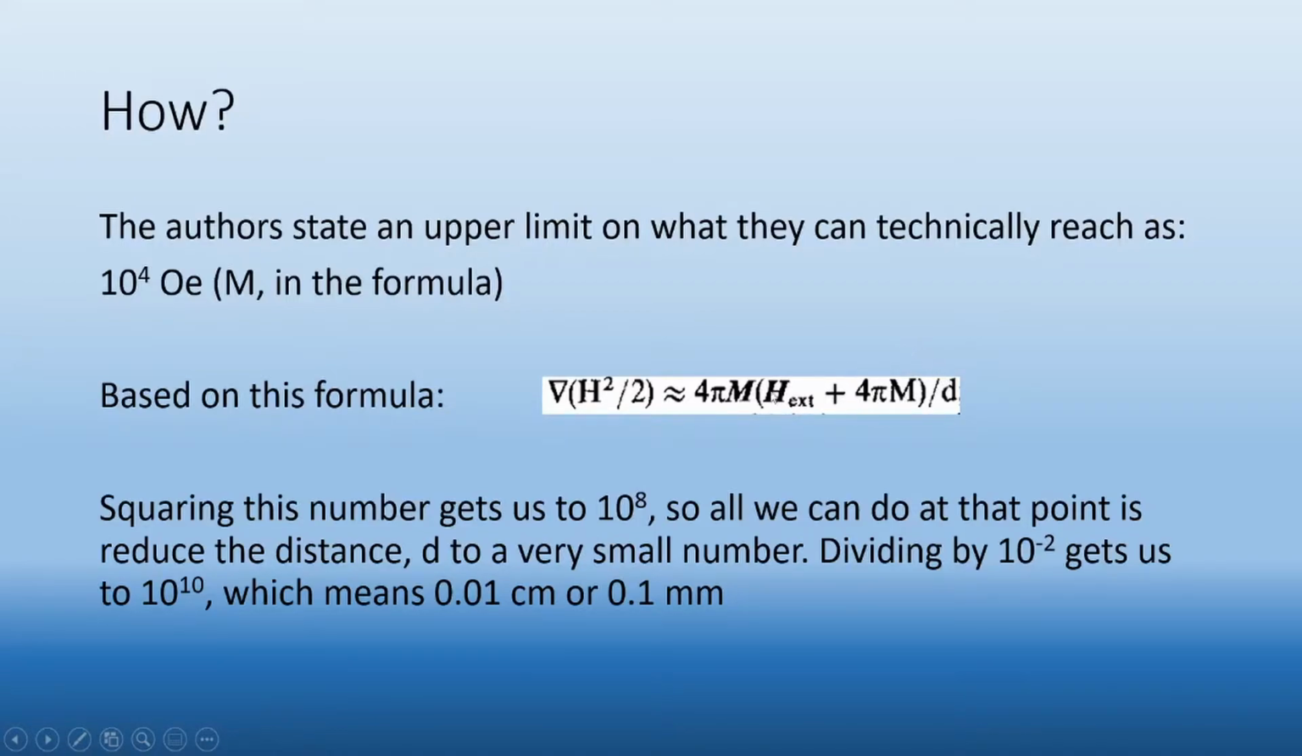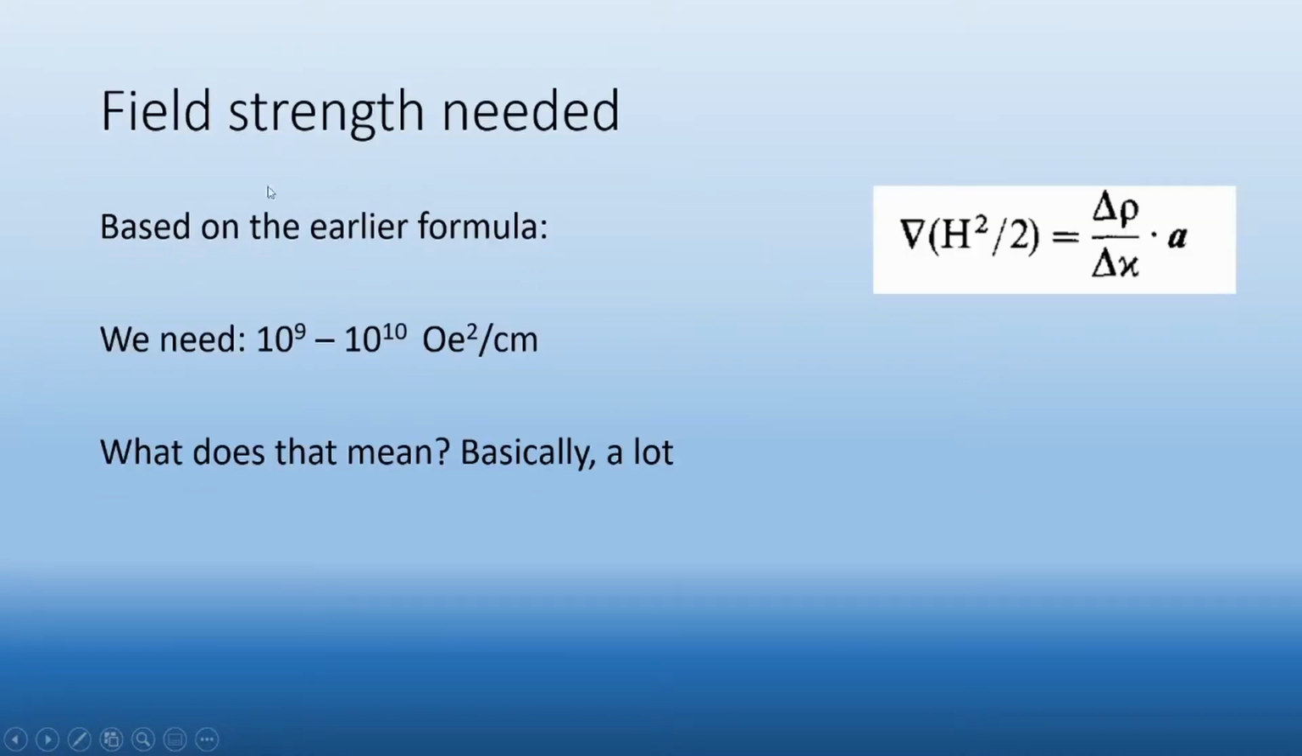So the reason we're squaring this is basically H external is really small. And as far as I can tell, what they did is they just said, well, we can get to 10 to the 4 Oersteds, right? We can do that. So we'll just put 10 to the 4 here, 10 to the 4 here. We'll square it. That gets us to about 10 to the 8 or 10 to the 9 if you multiply by that 4 pi. And then how do we get this value to be where it needs to be, which, as I said in the previous slide, we need to get 10 to the 9 to 10 to the 10.